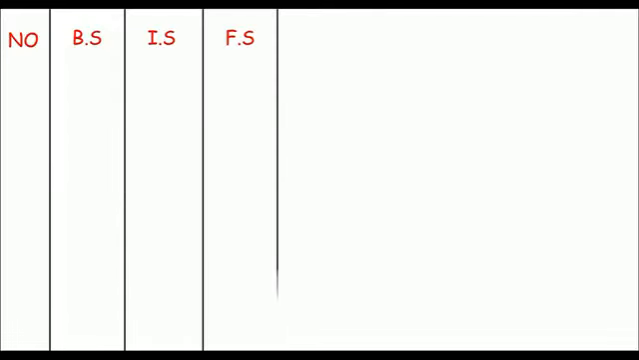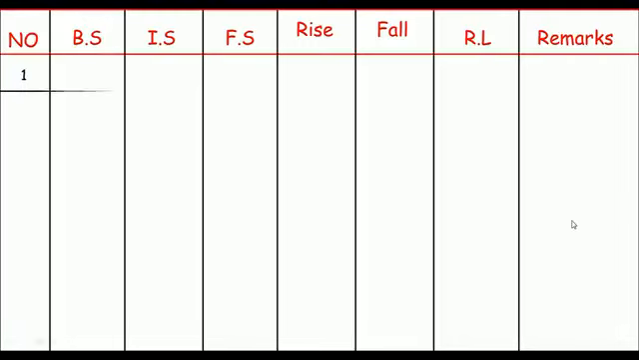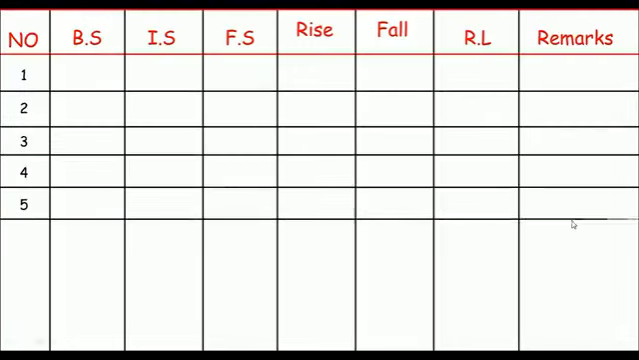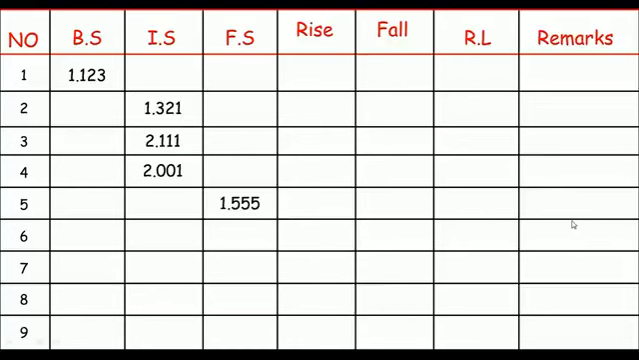This table contains the columns of number, backside, interside, foreside, rise and fall. That's why this table is known as the rise fall table, and then the RL, and of course remarks. Let me draw some rows, like in this example: 1, 2, 3, 4, 5, 6, 7, 8, and of course 9. We have taken some readings on the leveling staff like in this example.